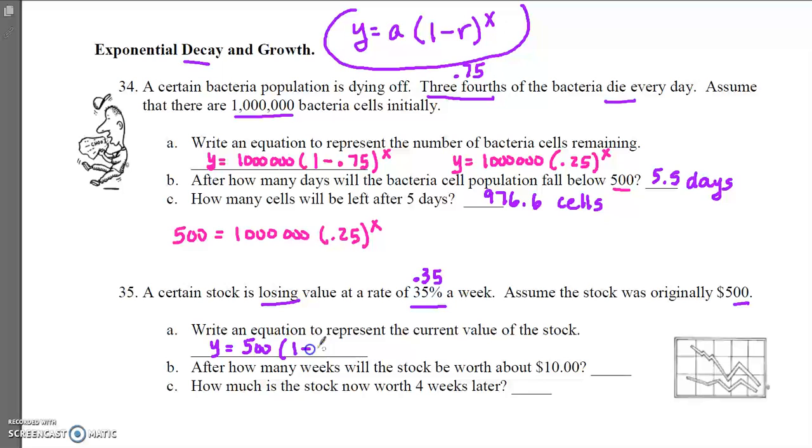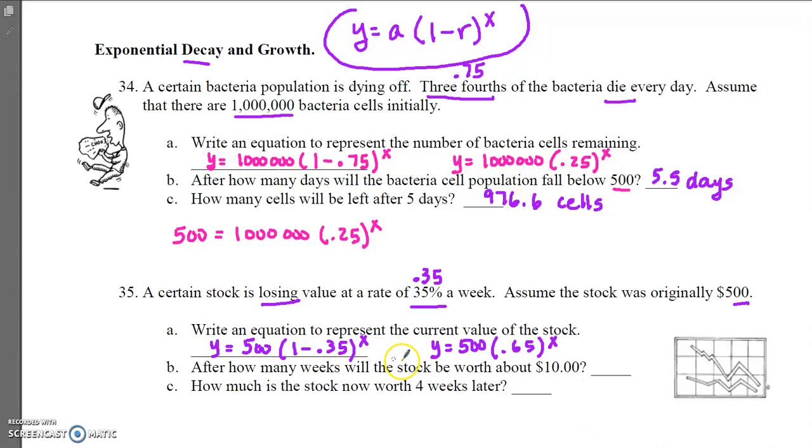And then we will say 1 minus the 0.35. And again, we're raising that to the x power. Again, if we went ahead and subtracted this, we would have y equals 500 times 0.65 raised to the x power. All right, so B says, after how many weeks will the stock be worth $10?